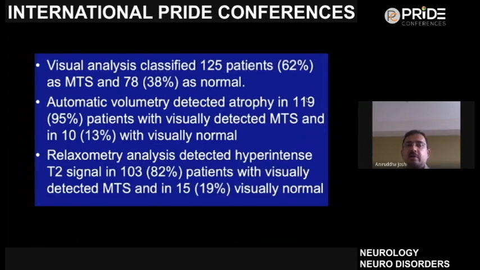For volumetric analysis versus visual analysis, we classified 125 patients. We had very good examples where, by visual analysis, we found fewer patients as compared with automatic volumetry. Automatic volumetry has 95% sensitivity as compared with visual analysis.